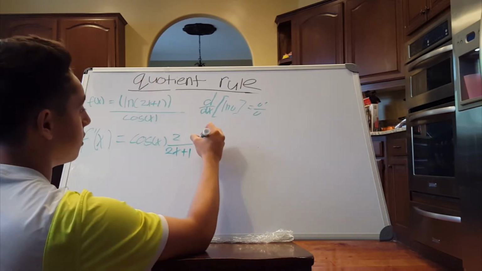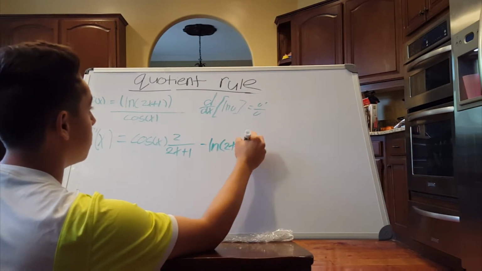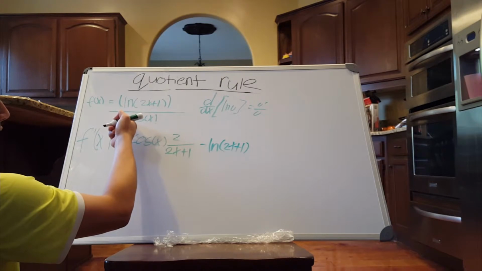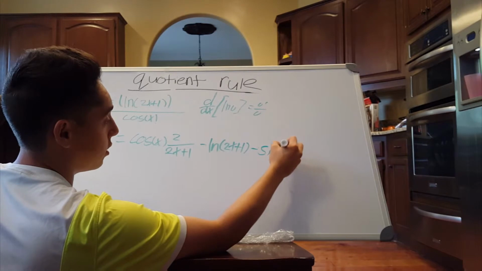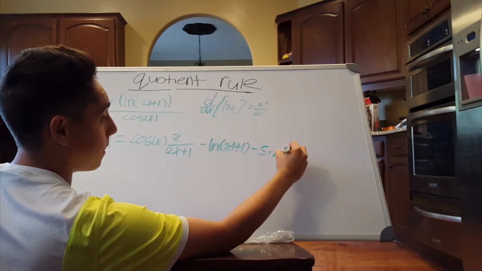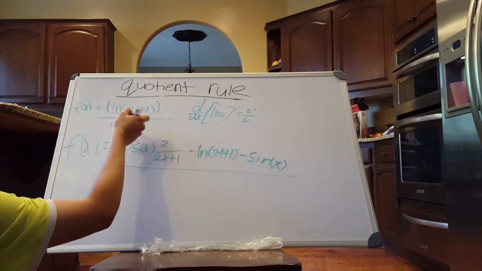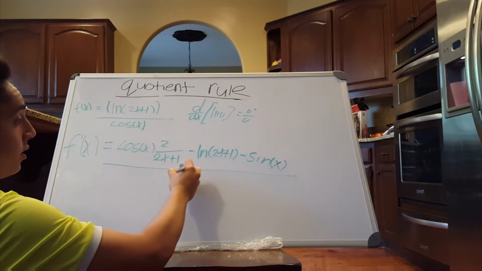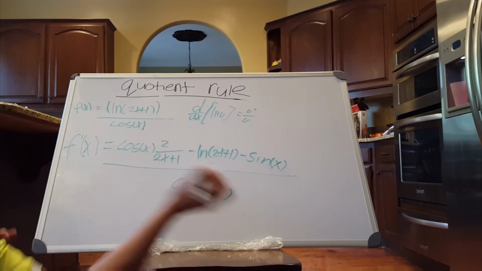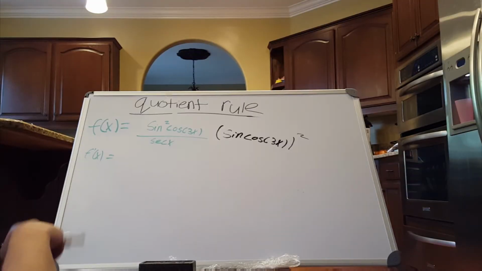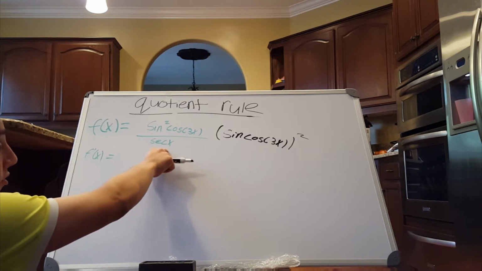Minus high, which is natural log of 2x plus 1, times the derivative of the low, which is negative sine x, times 1, but we won't write times 1. Low d high minus high d low over low squared. Now, low squared is just cosine of x squared. Done.